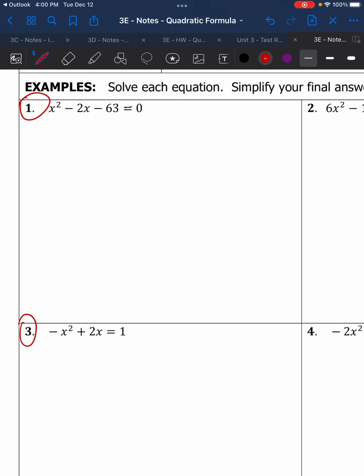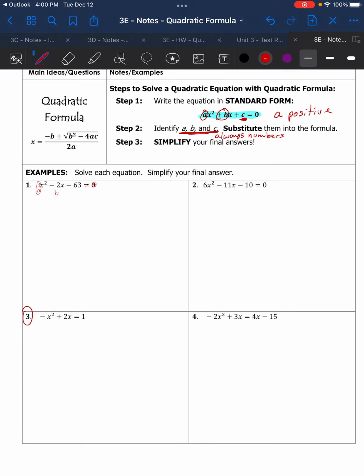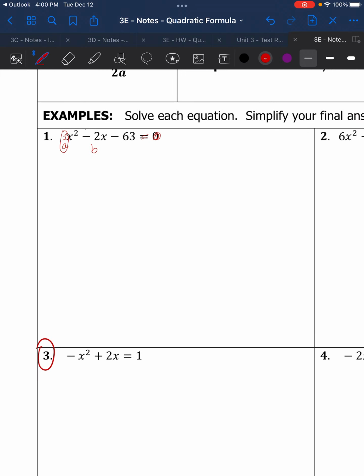So number one, we have it in standard form already, meaning it's equal to 0. All the like terms are together. Our a is 1. Our b, notice in the formula, it's a plus in between, so what I do is I just take this subtraction with it. So b is -2 and c is -63.